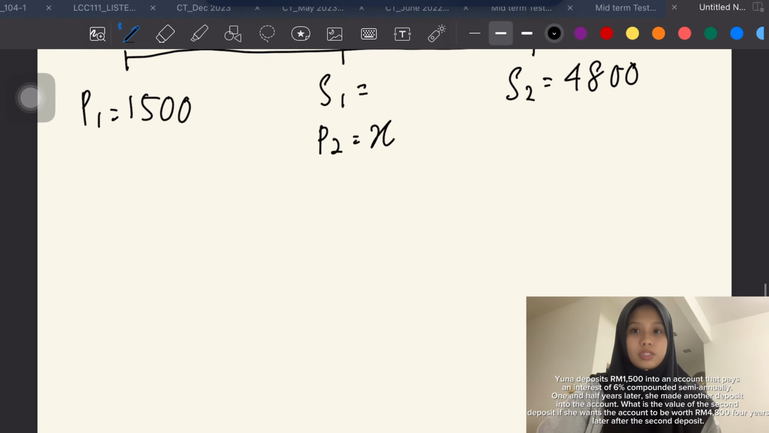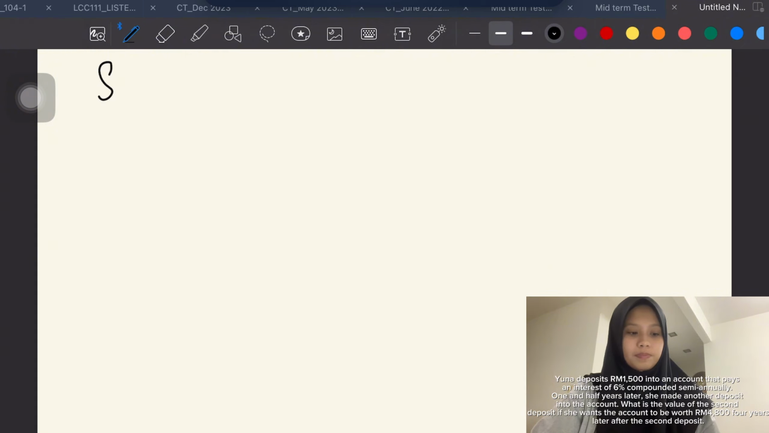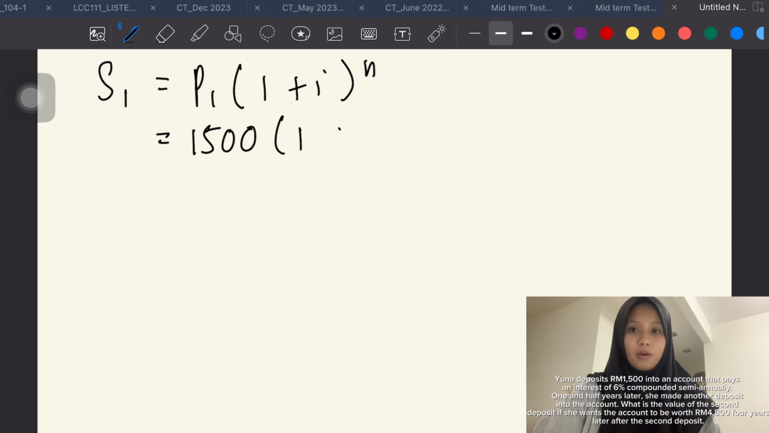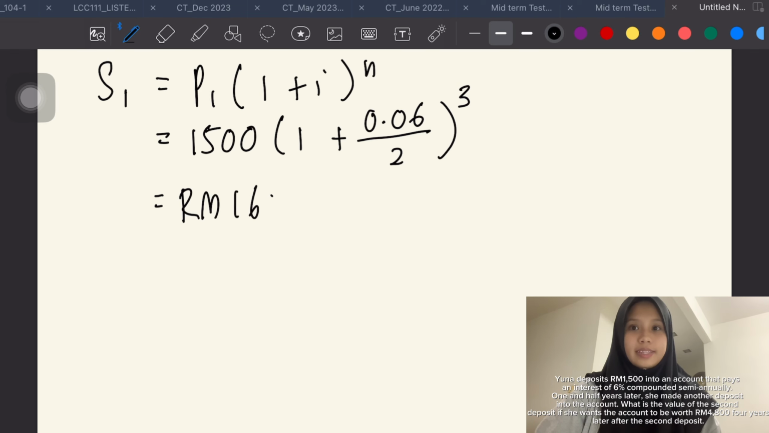Now, we will use the future value formula, which is S1 equals P1 multiplied by (1 + i) power n. We need to put the amounts that we got from the question into the formula. After you calculate it, you will get 1,639 ringgit and 9 cents. And that is the first future value.